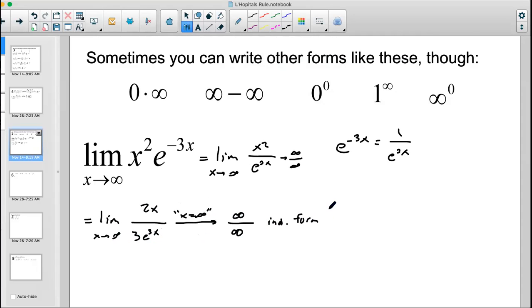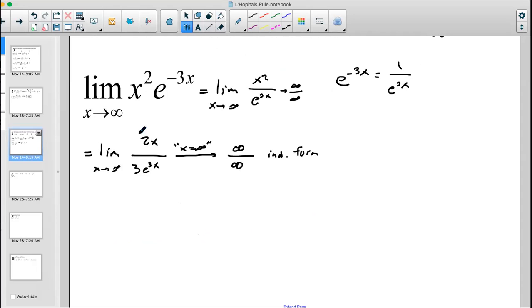And I can use L'Hopital's rule a second time. That's kind of the point of this problem, to show that you can use it twice. So I'm going to use it again, on this fraction. The derivative of the top of this fraction is 2.